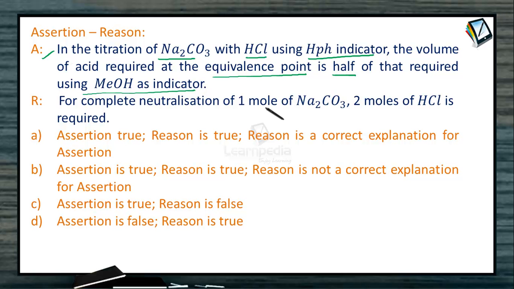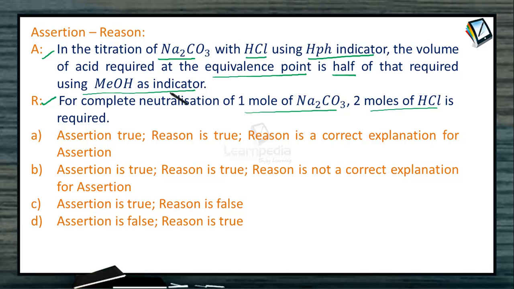For complete neutralization of 1 mole of sodium carbonate, 2 moles of HCl is required. This is also true. Then is the reason an explanation for the assertion? Why is it that with phenolphthalein, the volume of acid required at the equivalence point is half?